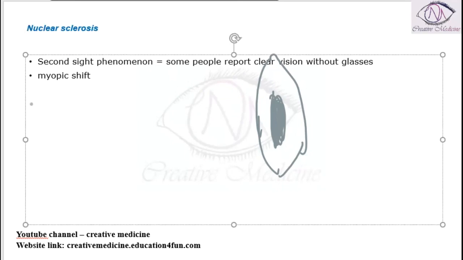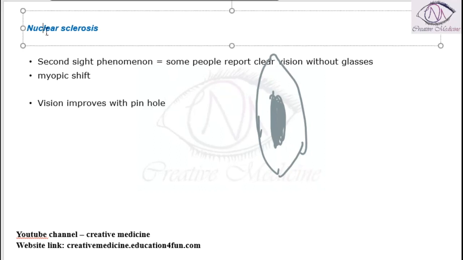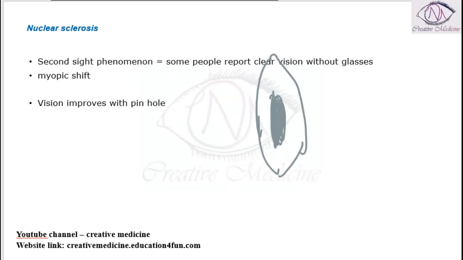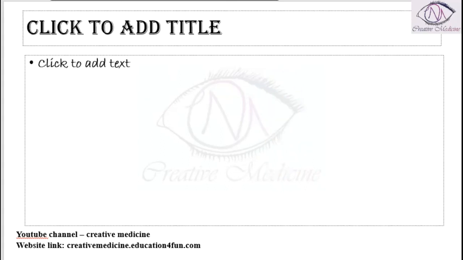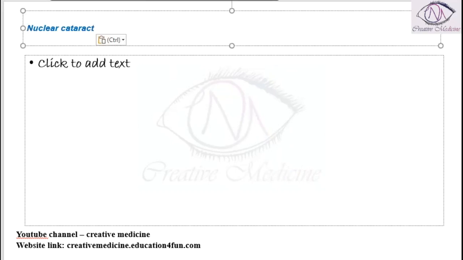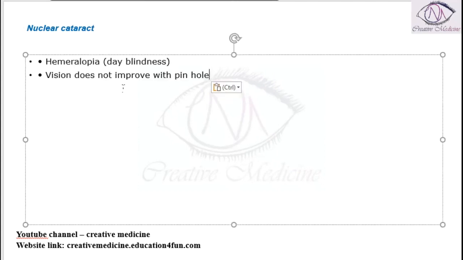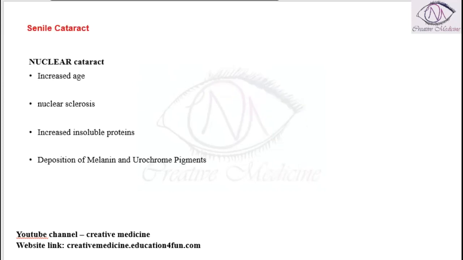In nuclear sclerosis, vision will improve with pinhole also. Nuclear sclerosis will progress to the formation of nuclear cataract. In nuclear cataract, the patient can report hemeralopia or day blindness. Along with that, the vision does not improve through the pinhole in nuclear cataract.